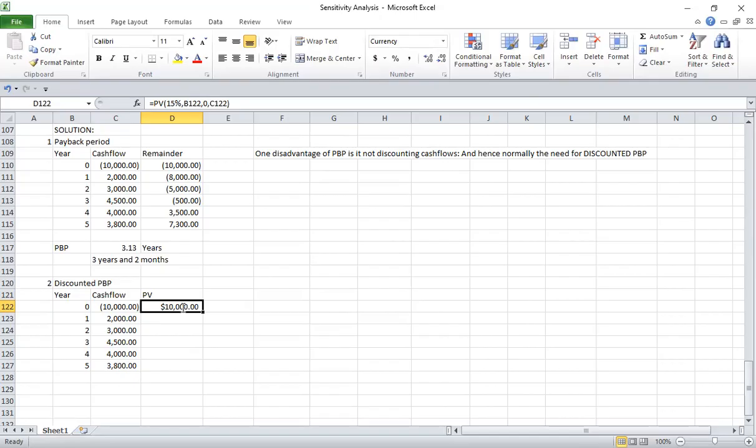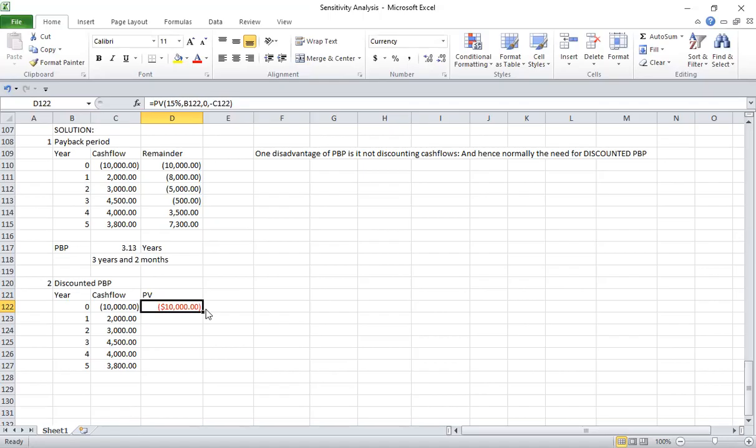So you'll go back to the formula for that present value, and before the last cell, before the cash flow, introduce a minus. When you press enter again, we now have negative 10,000.